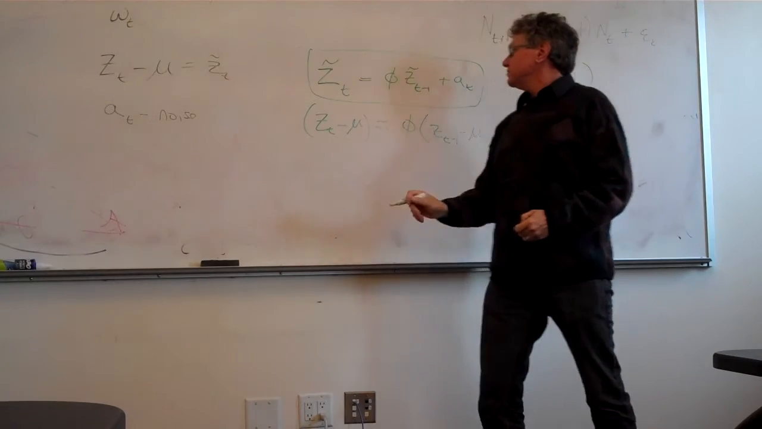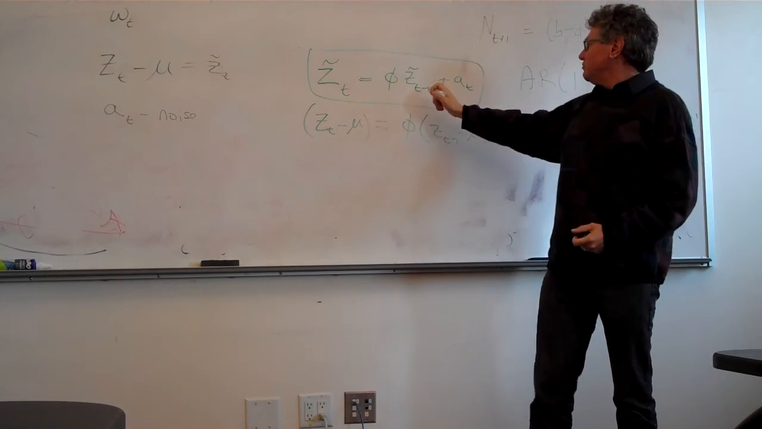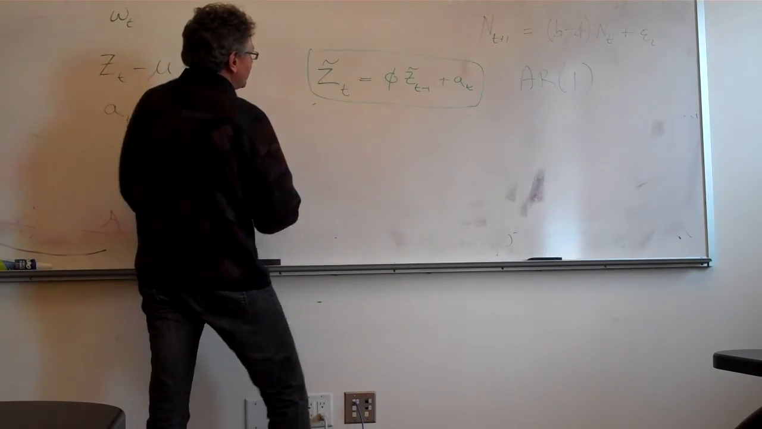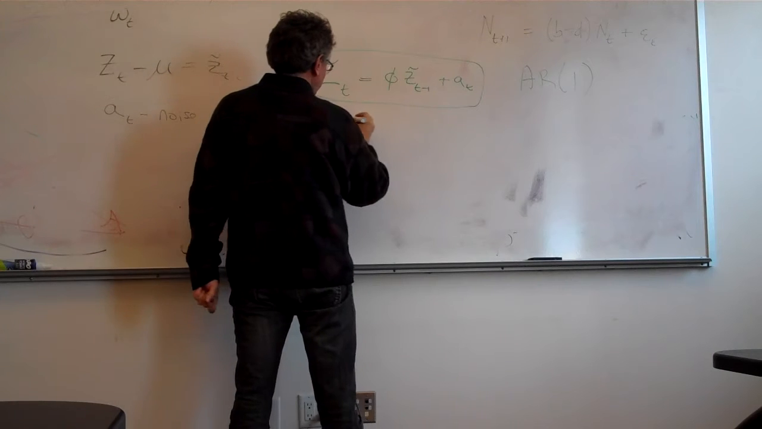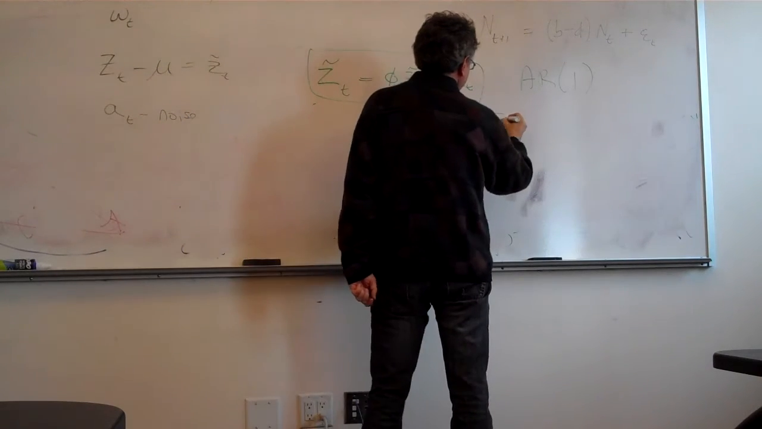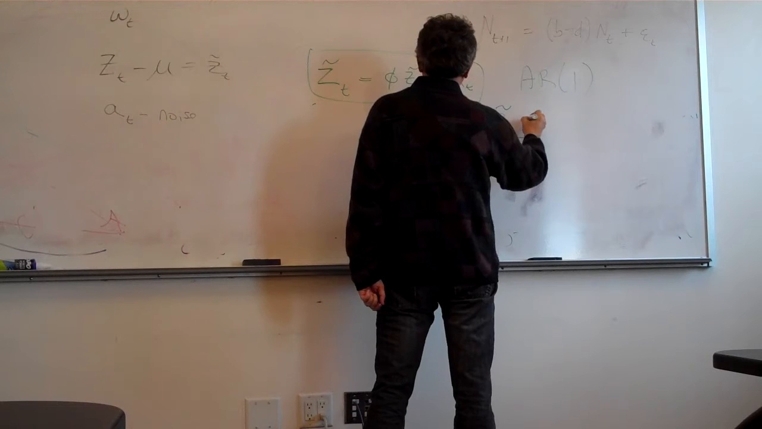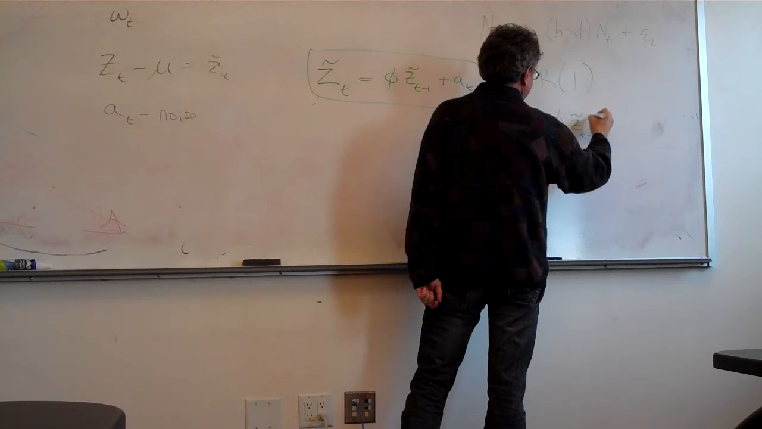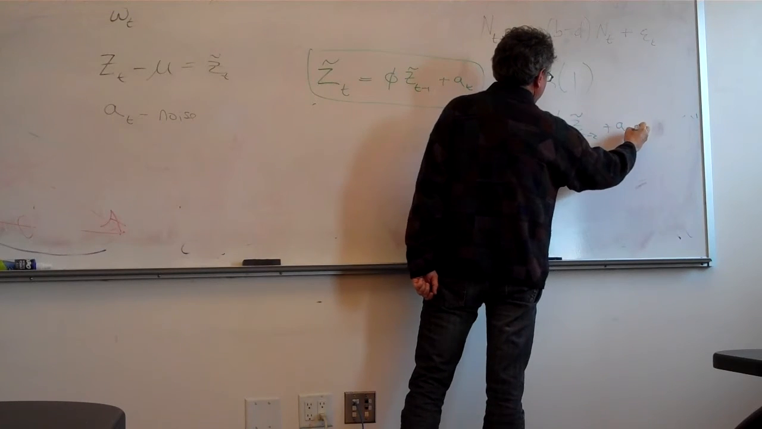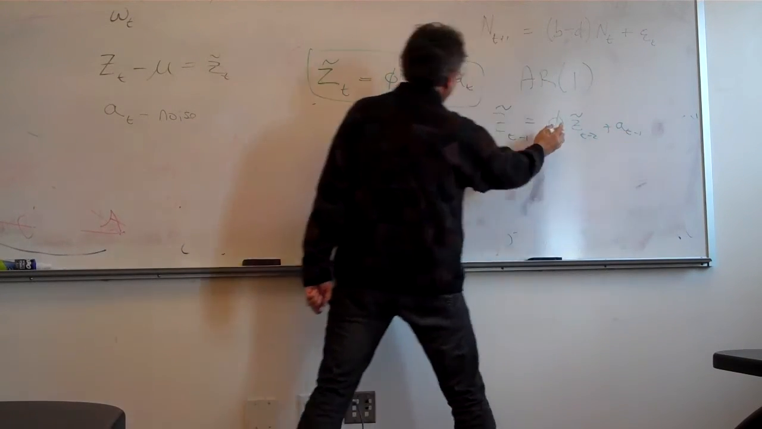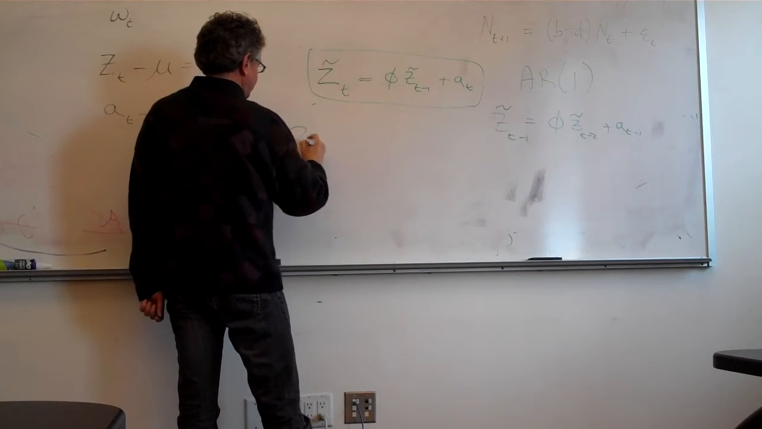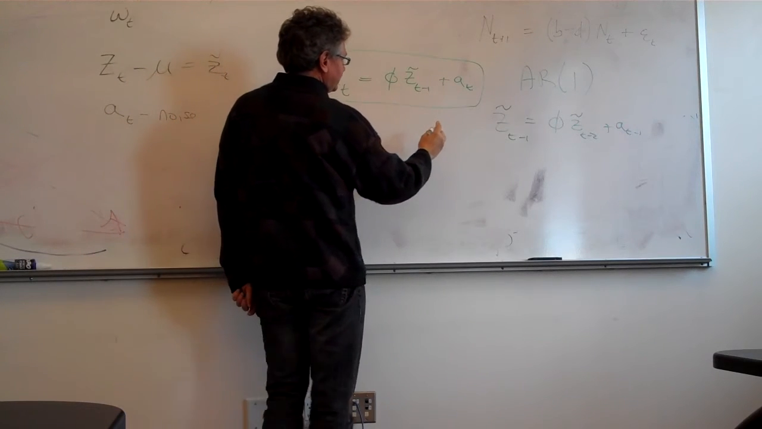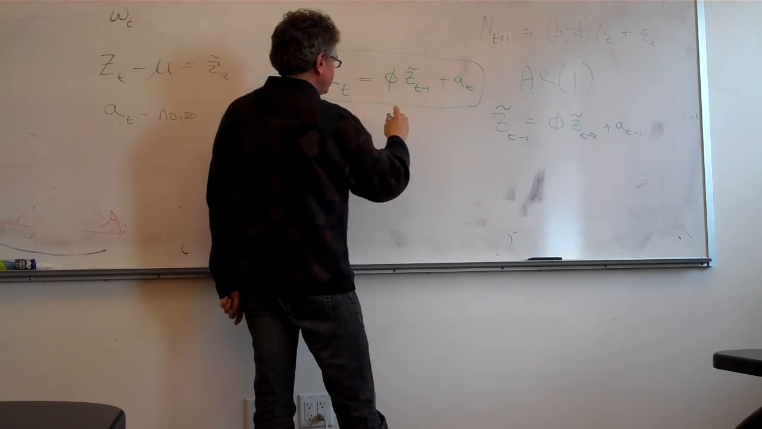Suppose we have an AR1 process, so here's our model. This is truth, and suppose this is really what's going on. Well, what's ZT minus 1? ZT minus 1 is B times ZT minus 2 plus AT minus 1.